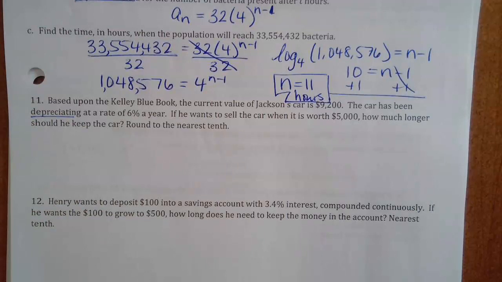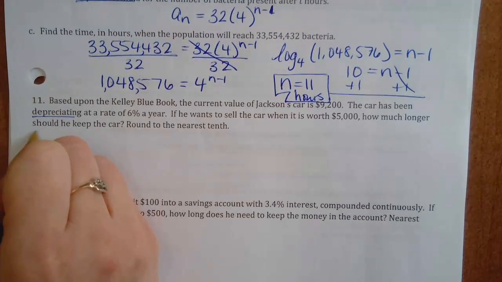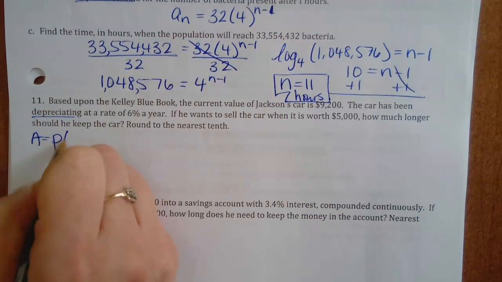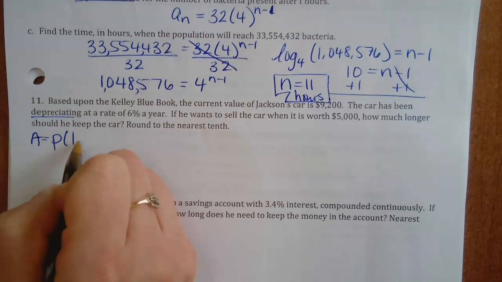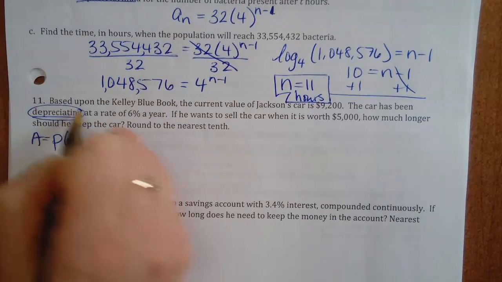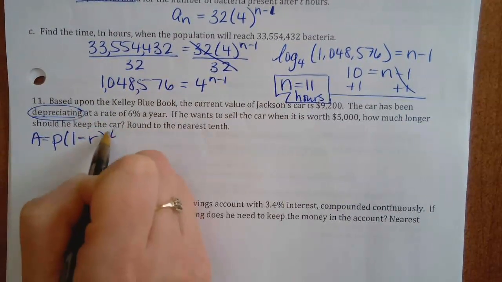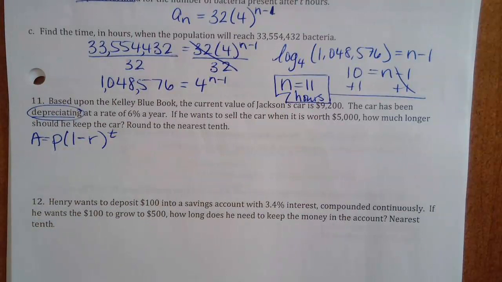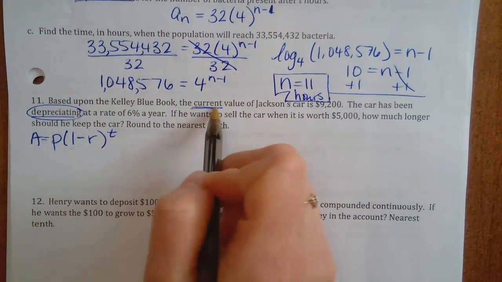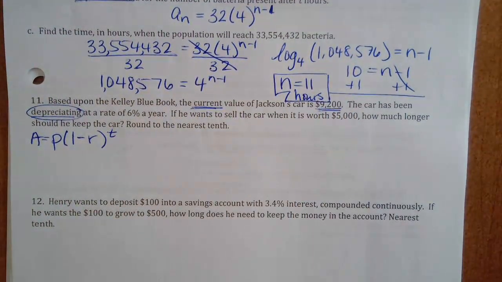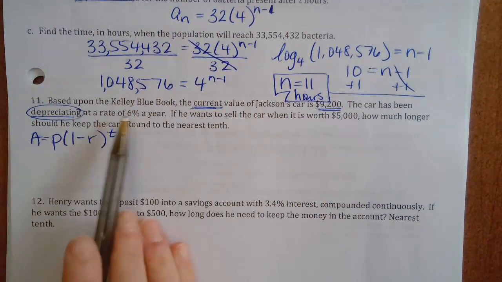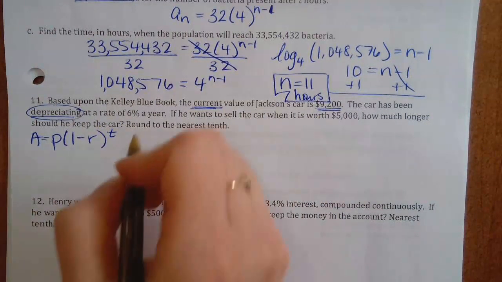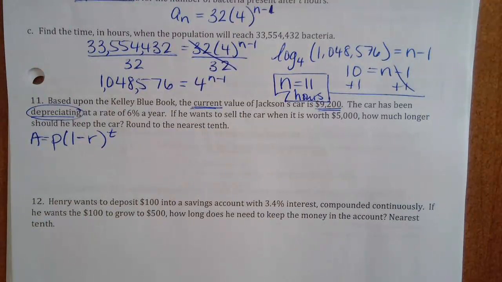All right, I did not hear the word compounded at all, so I'm going to utilize this formula. And usually I would say it's 1 plus or minus r, but this word right here is telling me that it's depreciating. So it's going to be just the minus part of the formula, not the plus. So the current value, presently, is $9,200. It's been depreciating at 6%, so that's going to be 0.06 for r.